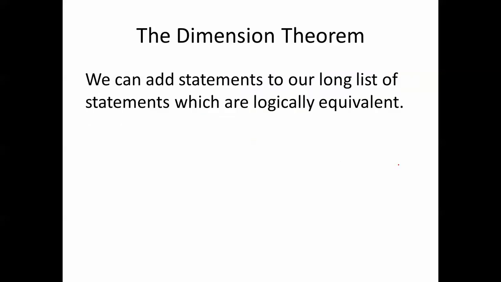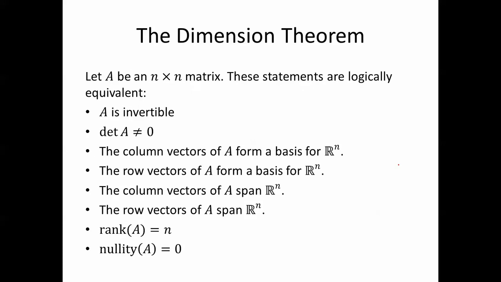We can add statements to our long list of logically equivalent statements. It's this monster theorem of many statements. Let A be an m by n matrix. These statements are logically equivalent. A is invertible. The determinant of A does not equal 0. We saw a bunch of others, but we can add to this.